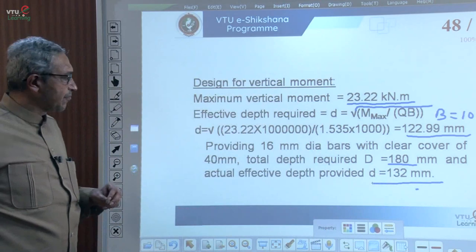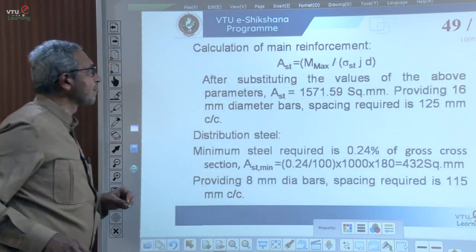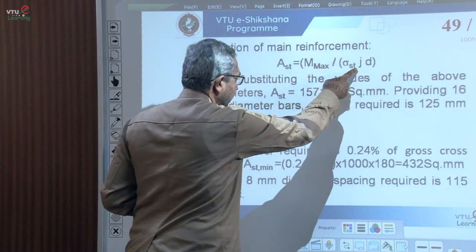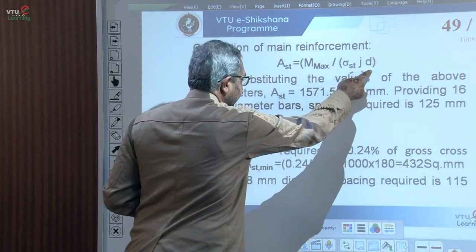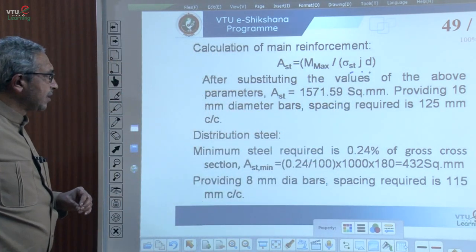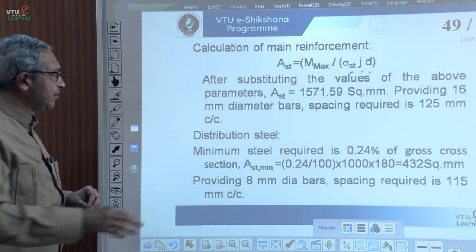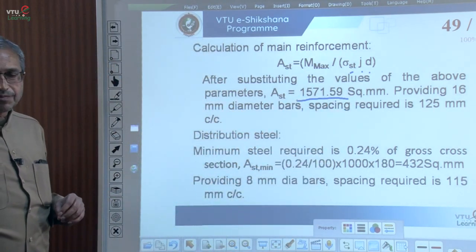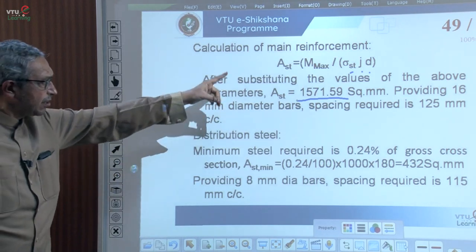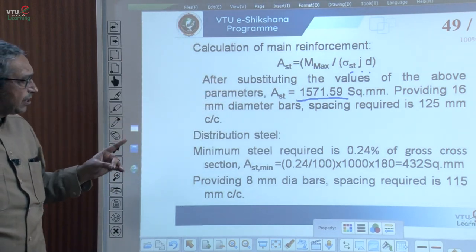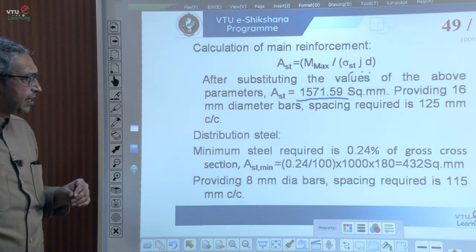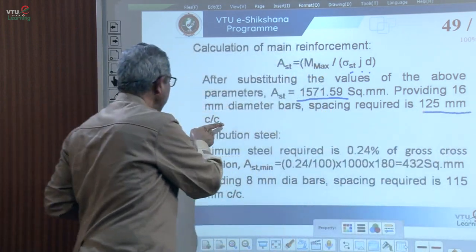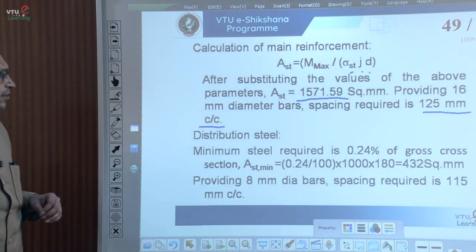After deducting all these, we are getting d as 132 millimeters. After that, calculation of main reinforcement: Ast is equal to maximum moment divided by sigma st, lever arm coefficient j and d. After substituting the values of the above parameters, we calculate Ast as around 1517.59 square mm. My dear students, you need to check all these things in your calculator. Whatever is given, you have to check everything done in this exercise. Providing 16 mm bars, the spacing required is 125 mm center to center.